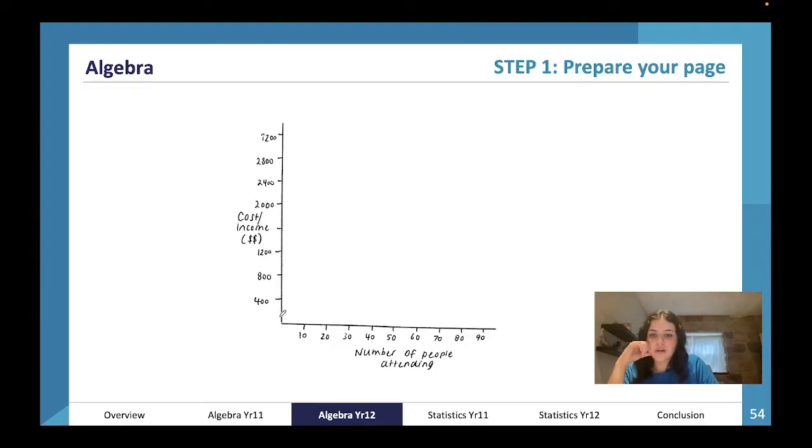Now, why don't we have this one, or this one? Because there is no negative amount of income. There's no negative number of people attending. So there's no need to have anything except this quarter.